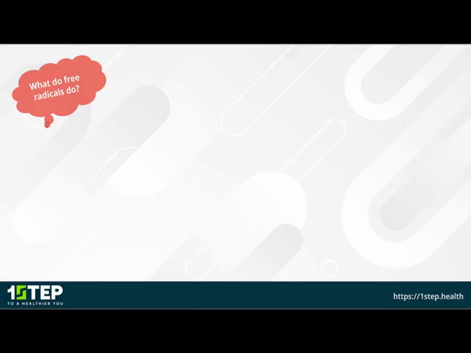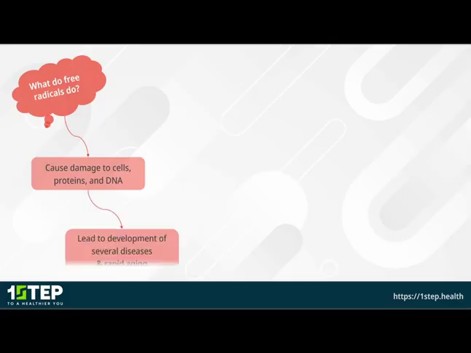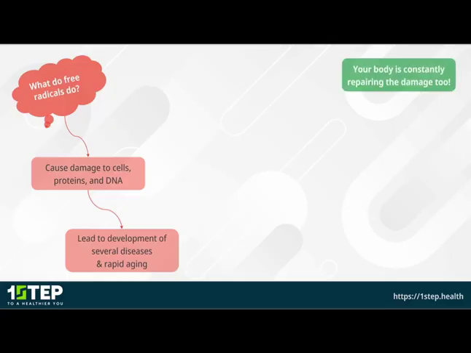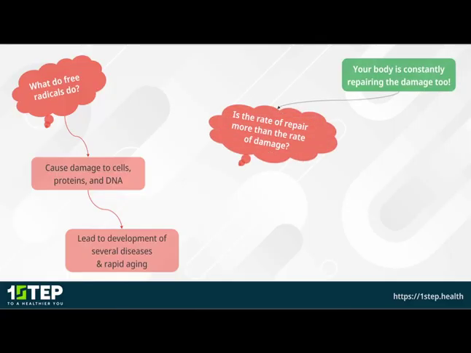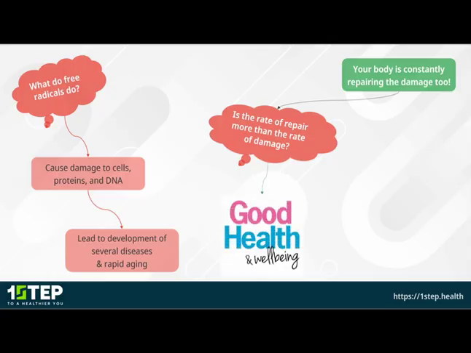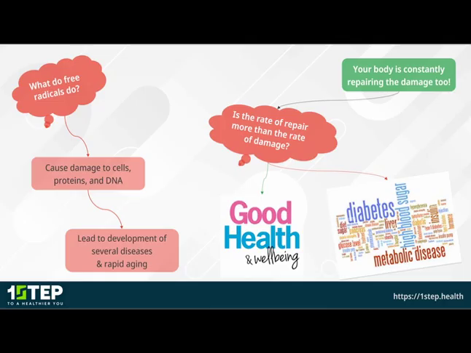The next question is, what do free radicals do? Well, free radicals cause damage to DNA, proteins, cells, and pretty much everything that comes in their path. Over time, this can lead to the development of several diseases. It also leads to rapid aging. But your body is actively repairing all this damage as well. If the rate of repair is more than the rate of damage, then oxidative stress will not build up and will not lead to the development of diseases. Otherwise, it will. It's as simple as that.